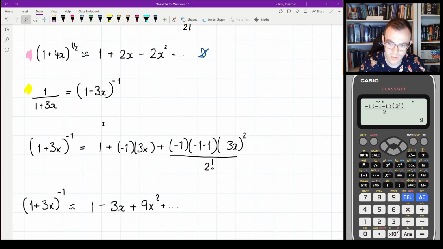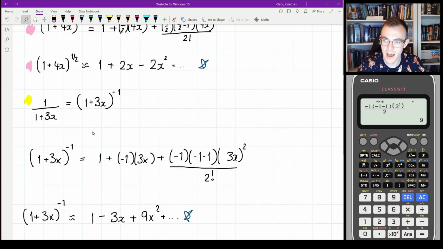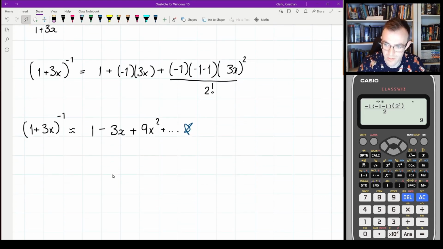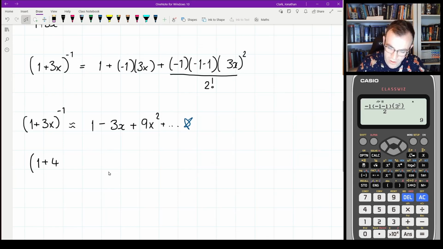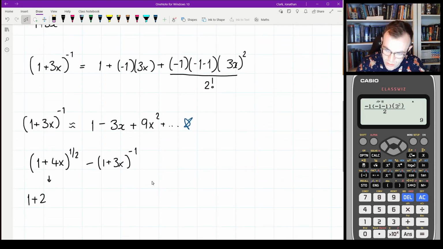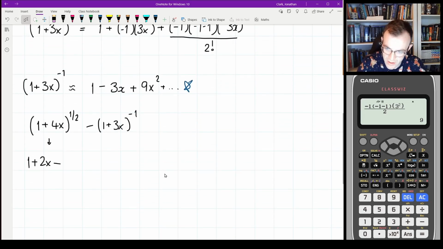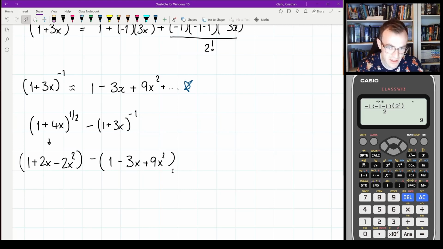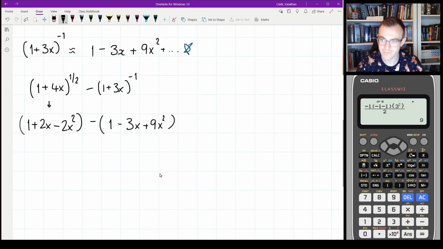One of them is here, one of them is now here, and I'm going to take one away from the other. So it's going to be 1 plus 4x to the power of a half, take away 1 plus 3x to the power of minus 1. I'll take the individual expansions, which were 1 plus 2x minus 2x squared. And then I'm going to take away the one that I've just worked out. So I'm putting this all in a bracket to indicate that it's all being taken away.